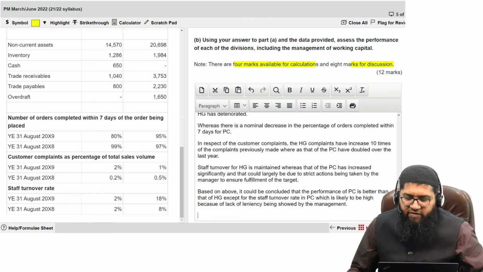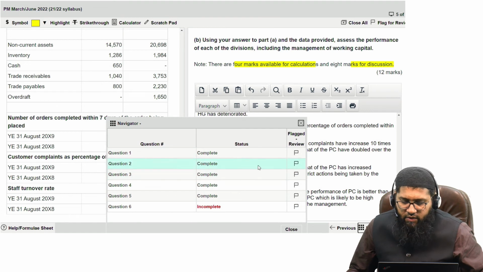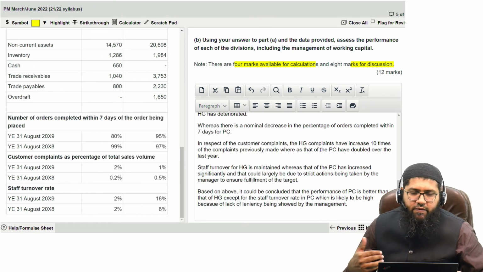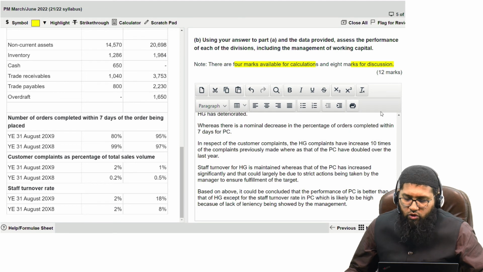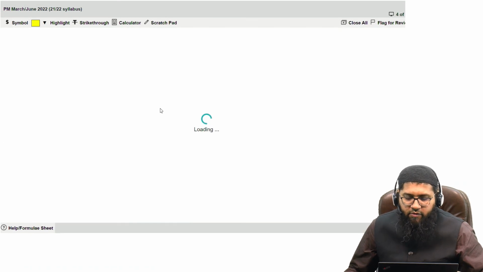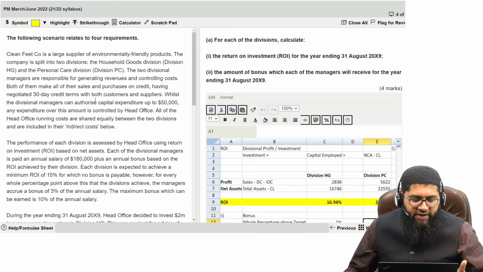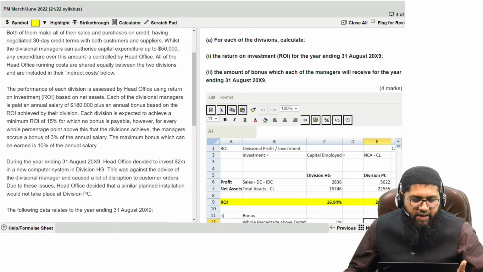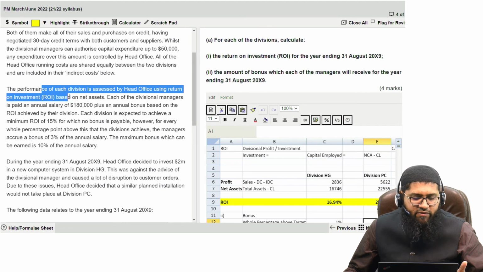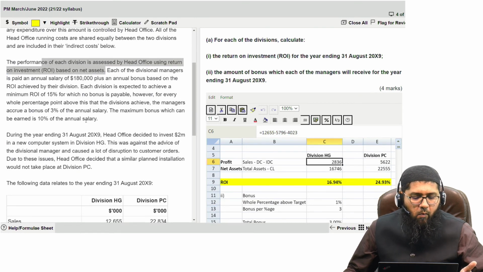Yeah, because the examiner has not told anywhere what the profit is on the basis of which the bonus is being given. You see, we are not evaluating the performance in part A. We are actually calculating the bonus and the requirement, right? They did not say how to calculate. All they say is that head office assesses the performance of each division using return on investment based on net assets. Now, since they did not say anything, I've just assumed it is going to be on the basis of overall profit.